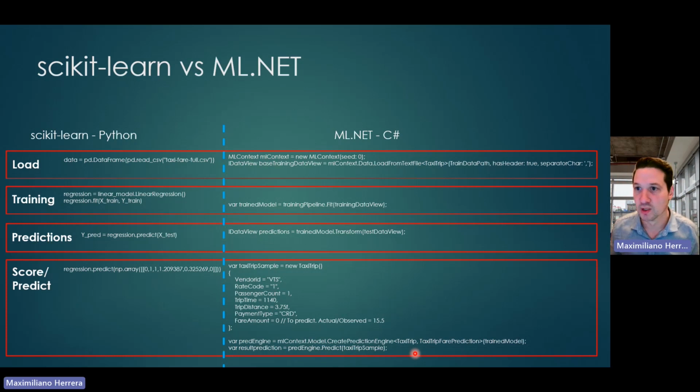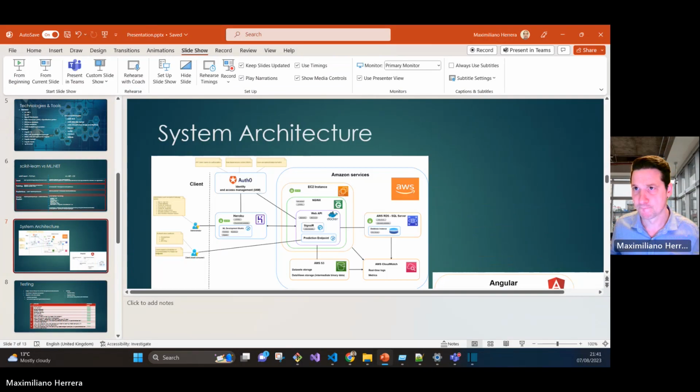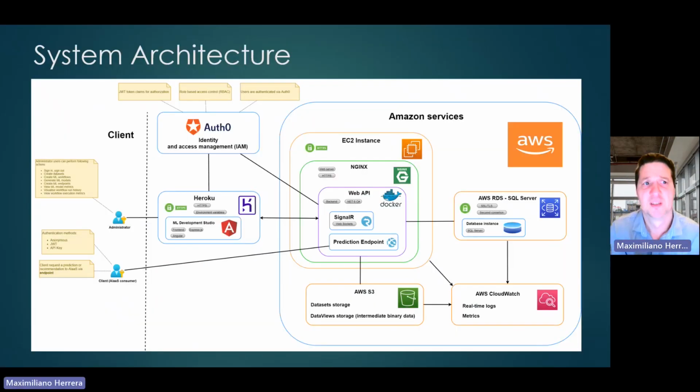So now let's continue with the architecture. On this slide, I would like to introduce the system architecture for artificial intelligence as a service. On the screen, you will be able to see there are 3 components: Auth0, Heroku, and Amazon Web Services. Auth0 is used as identity and access management. So that means the solution delegates authentication and authorization to Auth0.